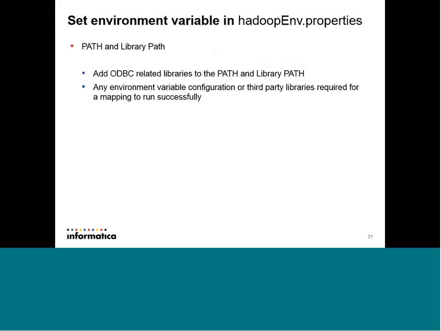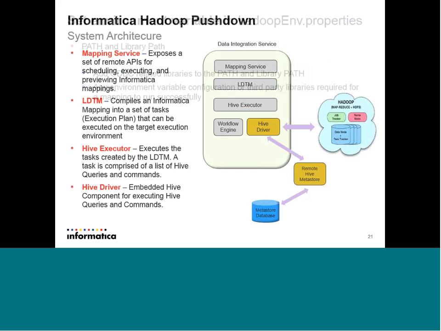A few other things: the environment variables in Hadoop env.properties, the PATH and LD_LIBRARY_PATH. This is basically to run any mapping which has a dependency on third-party libraries, which has to be set up. With that, we complete the installation and configuration, which are the mandatory steps for a mapping to run on Hadoop in pushdown mode.